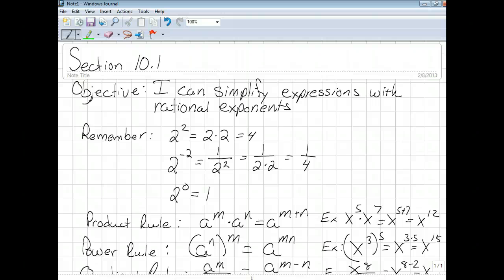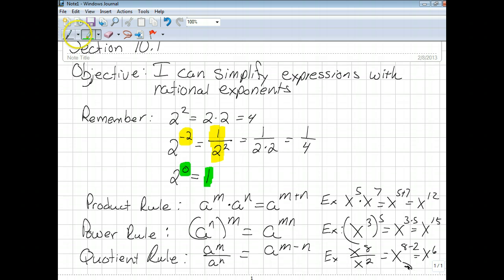Section 10.1. Our objective is I can simplify expressions with rational exponents. Before we can actually get started on the lesson, we need to remember what exponents mean. So remember 2 squared really means 2 times 2 or 4. Remember a negative exponent means the reciprocal. And so 2 to the negative 2 is really 1 over 2 squared, or 1 over 2 times 2, or 1/4. Also remember that anything to the 0 power is equal to 1.